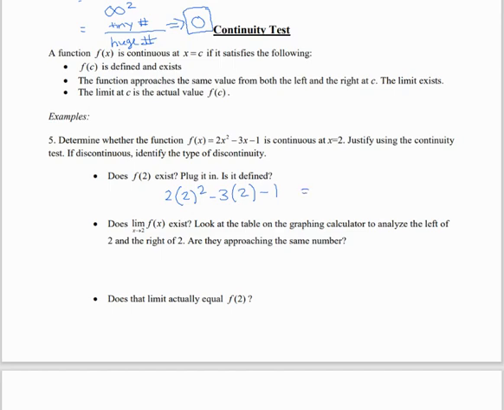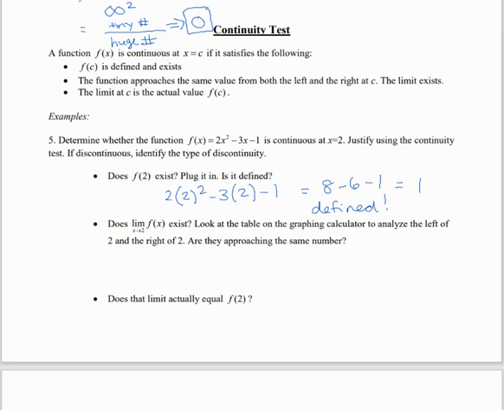Do I actually get an answer? Yes, right? 2 squared is 4. 4 times 2 is 8. Minus 6, minus 1. 8 minus 6 is 2, and 2 minus 1 is 1. So I get that it is defined, therefore that value will actually exist there. We'll have a closed circle.